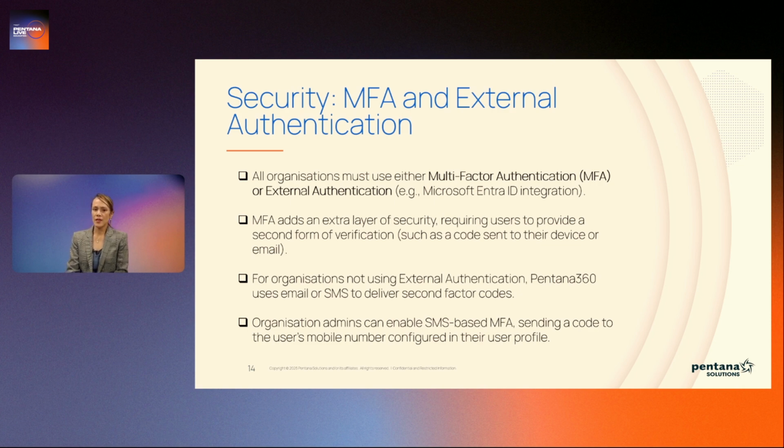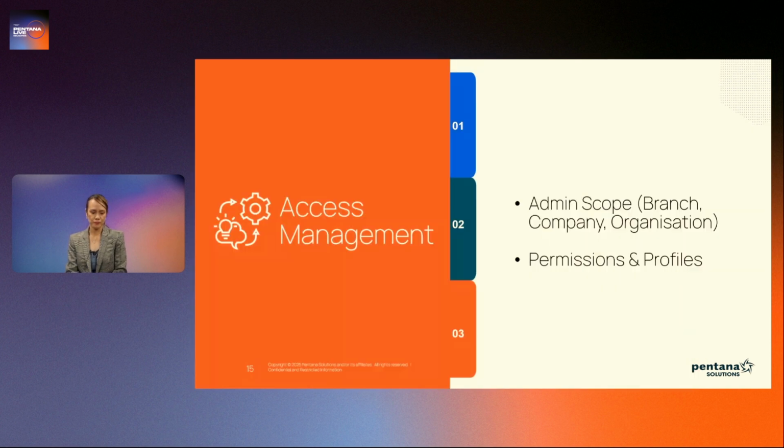Pentana 360 then focuses on authorization, deciding what that authenticated user can do. So the bottom line is every organization must have a strong second line of defense, either managed within Pentana 360 or via your own identity provider.